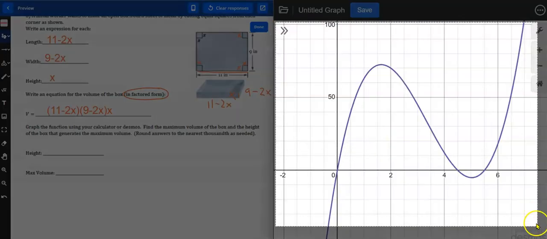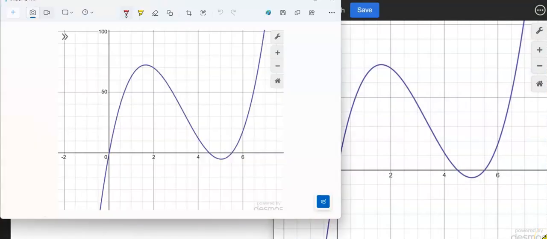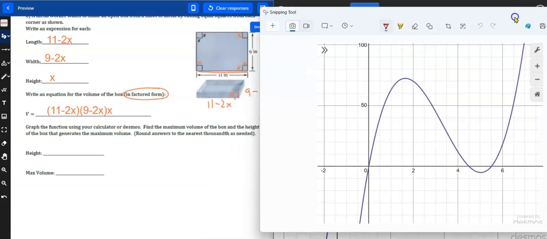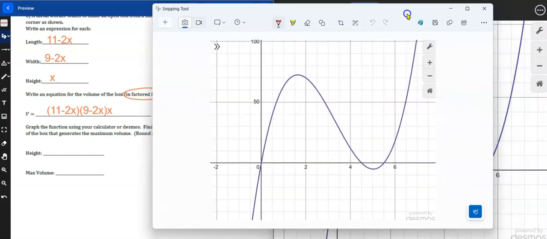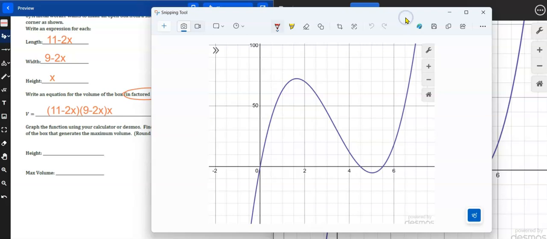So take a snapshot. They're asking me to come up with, let's see, how do they say it? Graph the function using your calculator or Desmos. Find the maximum volume of the box and the height of the box that generates the maximum volume. Okay, so x represents the height. It's the amount that's going to get cut out of the corners.